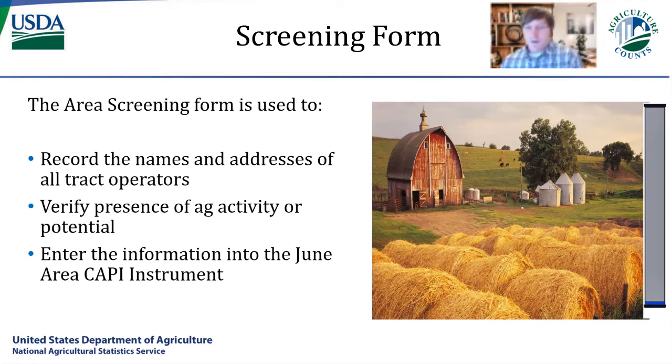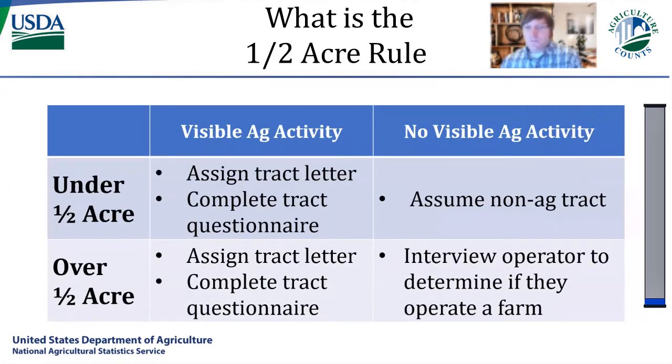A tract can appear to be non-ag, but be part of another operation, either inside or outside of the segment, or have fields outside the segment. When in doubt, fill it out and leave notes. Be sure to follow the half-acre rule when screening urban or residential areas, which is covered on pages 503 and 504 of the Interviewer's Manual. Finally, you will need to enter the information from the screening form into the June Area CAPI instrument.